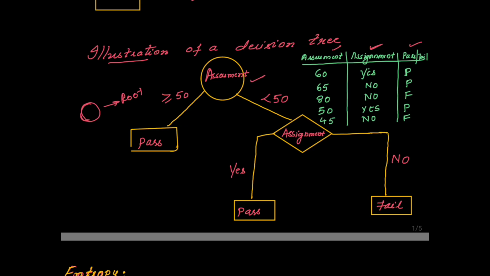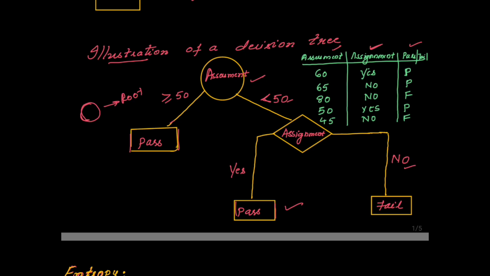Now this assessment has the values greater than or equal to 50 and less than 50. For greater than or equal to 50, the student is categorized as pass, whereas for less than 50, we are not immediately going to say that the student will fail, but rather we'll check the next feature, the assignment feature. If the student has submitted the assignment, even though the assessment is less than 50, the student is categorized as pass. If the assessment is less than 50 and the assignment is also not submitted, then the student is categorized as fail. So basically, out of the given data set, you select the feature which is the most important to make the decision.